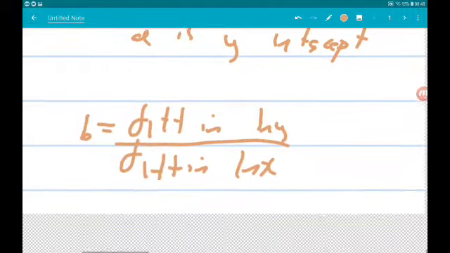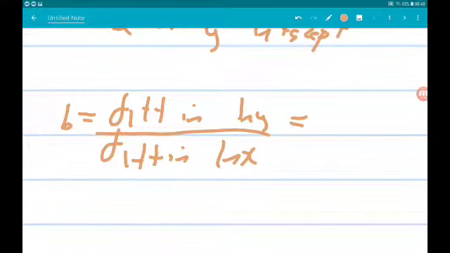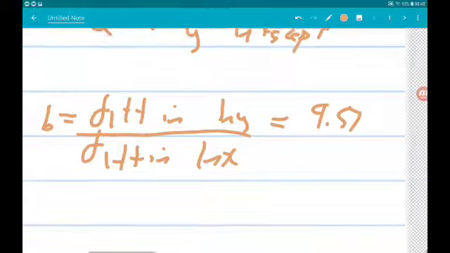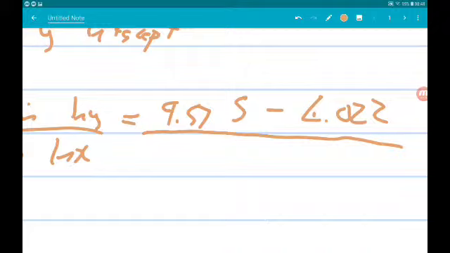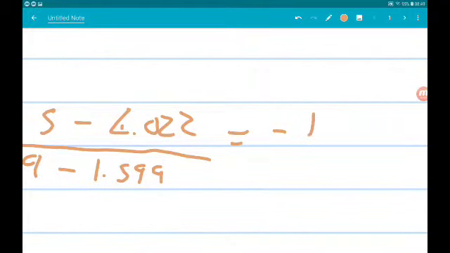So, that's going to give us 9.575 minus 4.022 over minus 1.179 minus 1.599, and that is going to give us minus 1.999. Cool.